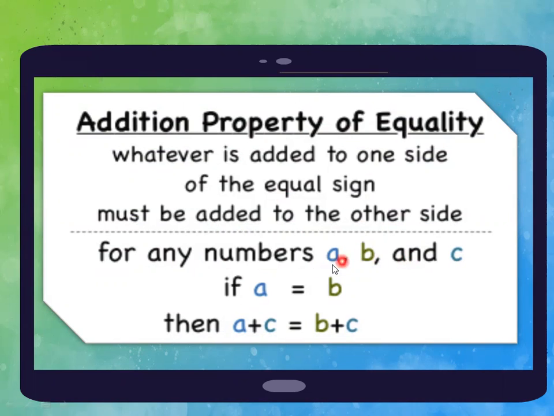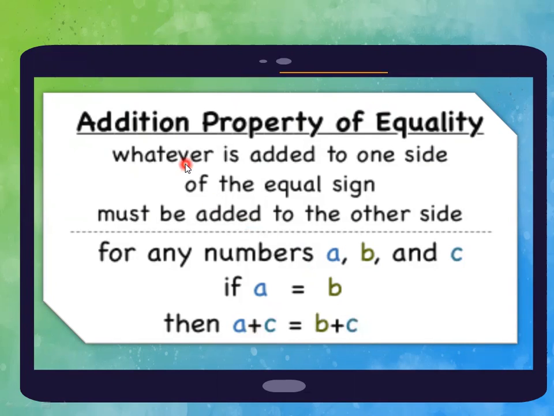Just suppose you have any numbers a, b and c. If a is equal to b, and you add this c on the left side, you must add the c on the right side as well. So this is basically the addition property of equality. It means if you add anything on the left side, you have to add the same thing on the right side as well.